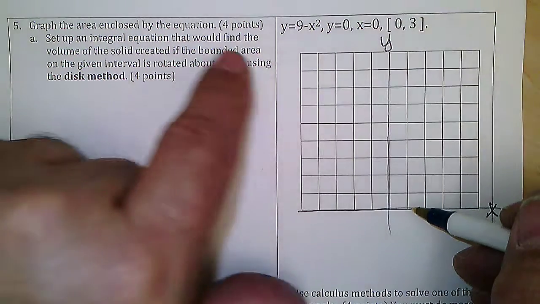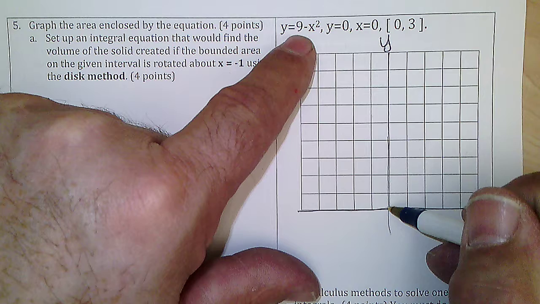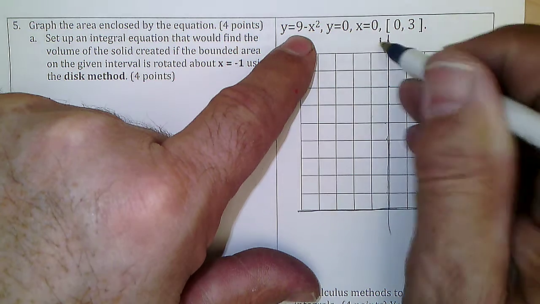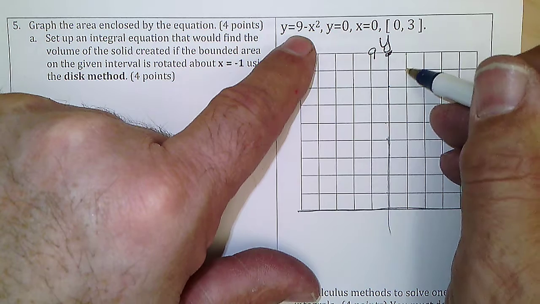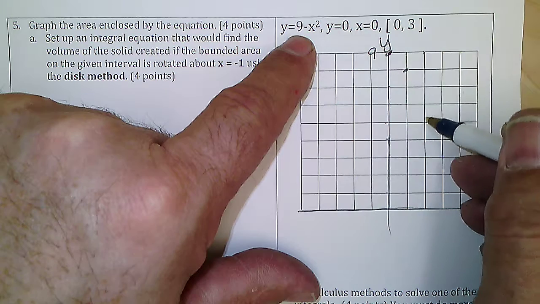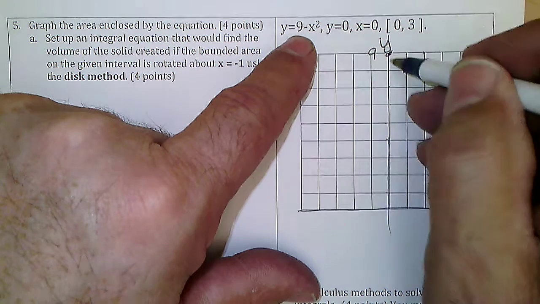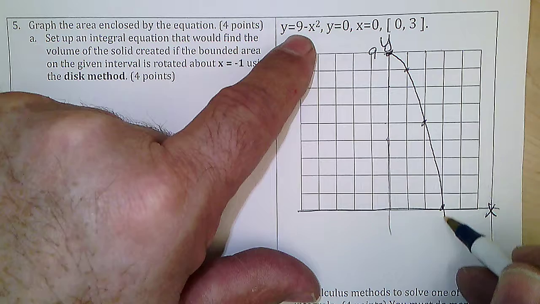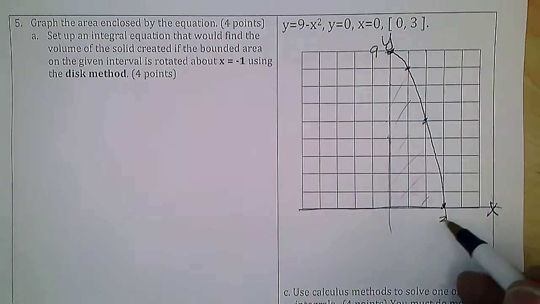9 minus x squared, that's an upside down parabola. Move up 9: 1, 2, 3, 4, 5, 6, 7, 8, 9. There's 9. If I move over 1, it's down 1. If I move over 2, it's down 4. If I move over 3, it's down 9. There is the graph where this is 3.